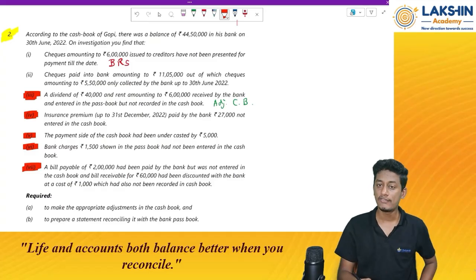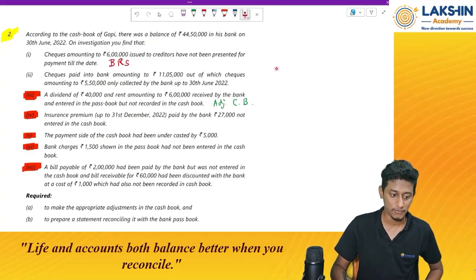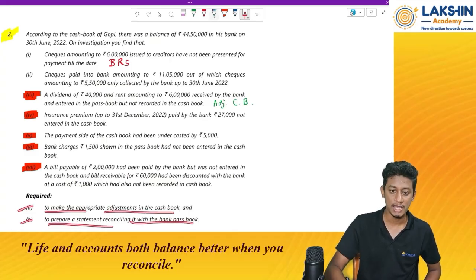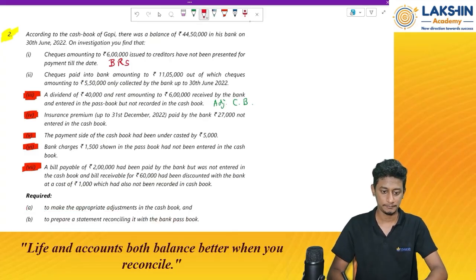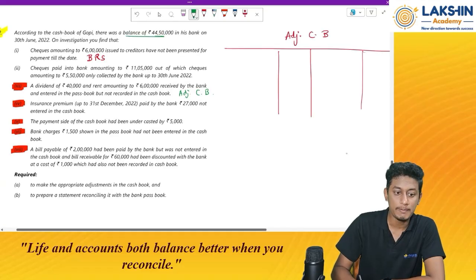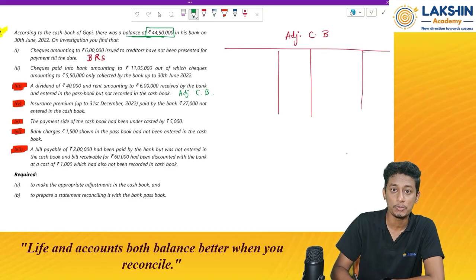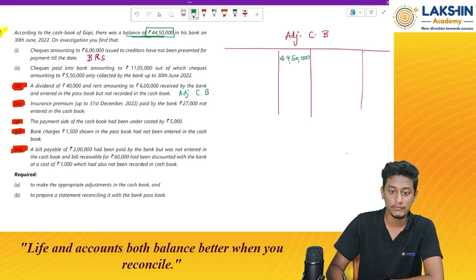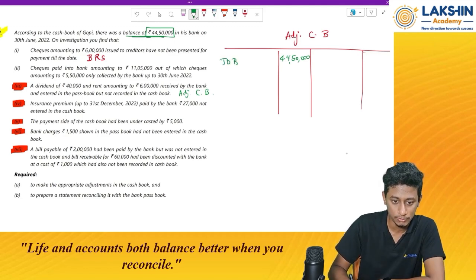Okay. So I have figured out what is my fault and what is not my fault. Now, to make appropriate adjustments in the cash book, prepare a statement reconciling the bank passbook. Let us see how to prepare it now. Start with the opening balances. So, opening balance as per cash book is what? Rupees 44,500.